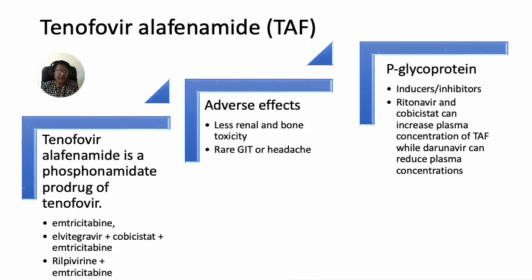The alafenamide phosphonate is associated with less renal and bone toxicity. It's better tolerated, and it rarely causes GIT effects or headache. So it has a better toxicity profile than the disoproxil fumarate. Maybe because of the low plasma levels and the higher intracellular concentrations of the tenofovir metabolite, which is tenofovir diphosphate.